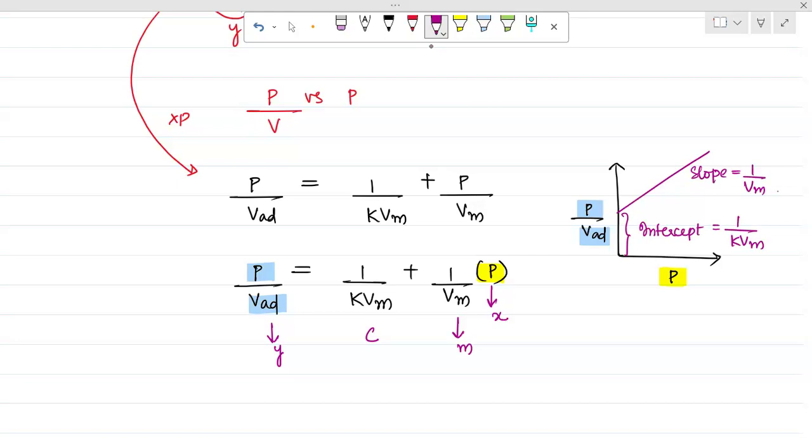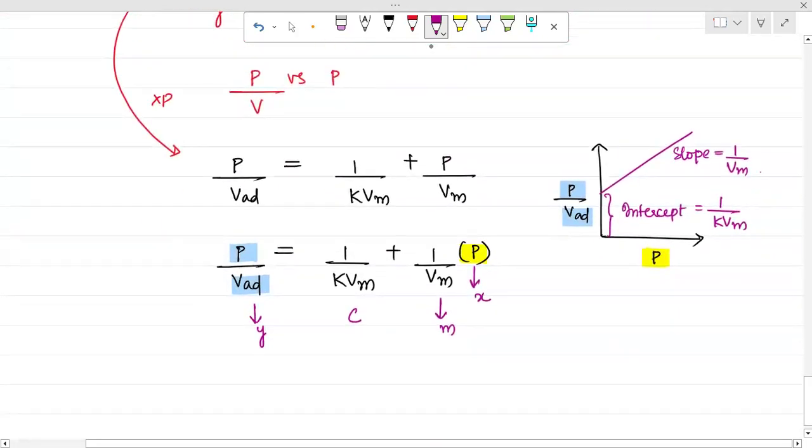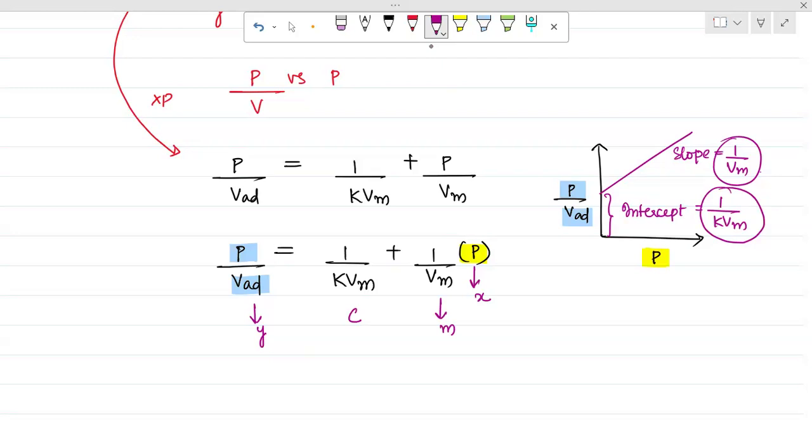Please don't get confused, because in the earlier case, the intercept was 1 by Vm and the slope was 1 by KVm. Here it is just the opposite. The intercept is 1 by KVm and the slope is 1 by Vm. So please pay attention. Summarize all the equations that we learned today. So this is equation number 4 of the day.